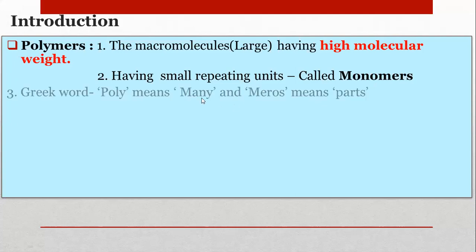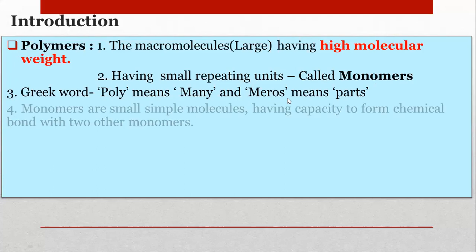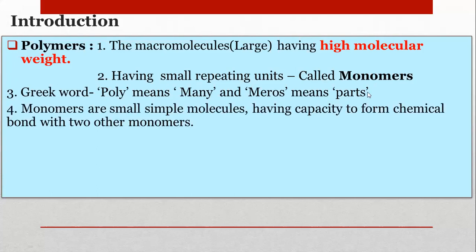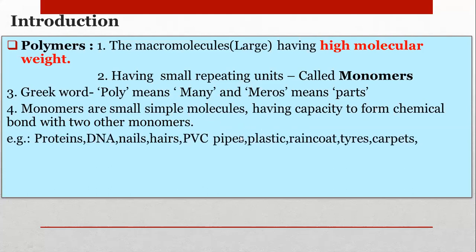Polymer is a Greek word. Poly means many, and meros means parts. So many parts combine together and we get a giant molecule. This giant molecule is called a polymer, remember. The monomers are simple, very small molecules, and they have a very specific capacity. The monomers have the capacity to form chemical bonds with other monomers on both sides. From both sides, these monomers can combine and a large molecule will be formed. In the next slide, I will show what a monomer is and how polymers are formed.